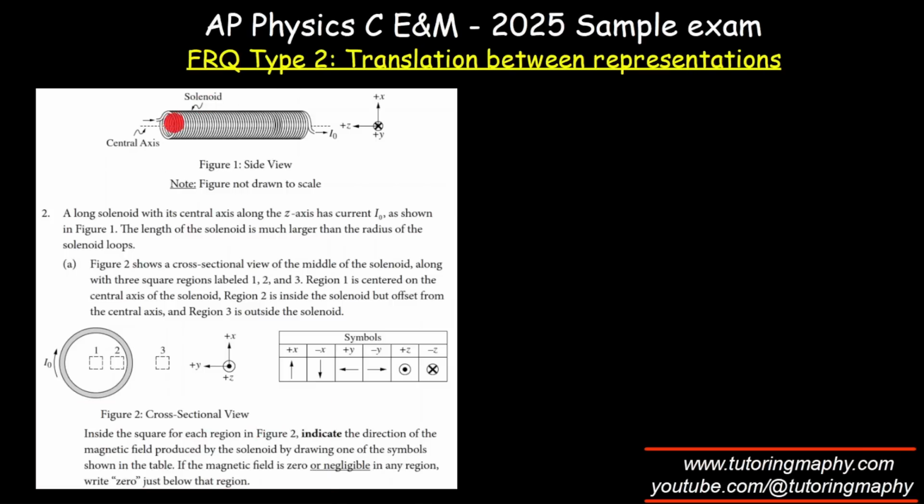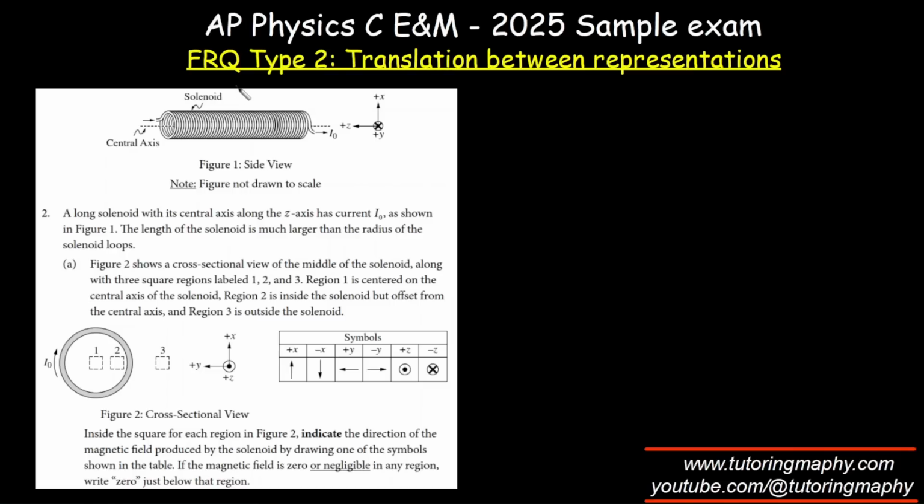So there is a solenoid with many turns, and the X, Y, Z axes are marked over here. The length of the solenoid is much larger than the radius of the solenoid loops. Now we are given a cross-sectional view of the solenoid where this is the current, in a counterclockwise sense. There are three squares, 1, 2, and 3, placed at the center, off the center, and outside. We have to figure out the direction of the magnetic field at these three little squares out of these options. And if 0 is the answer, then we just have to indicate 0.